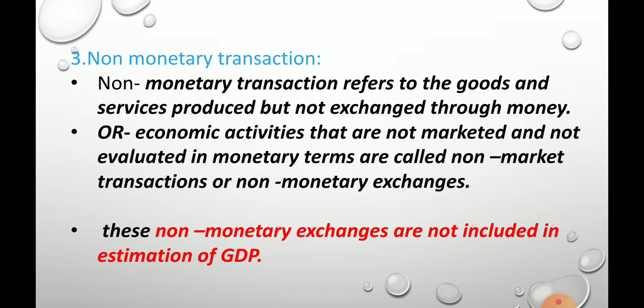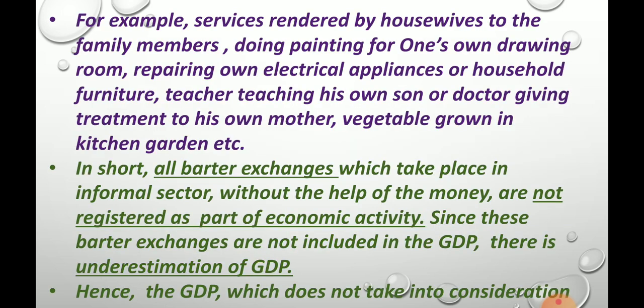Now the next point is non-monetary transaction. First of all, its meaning. It refers to the goods and services produced but not exchanged through money. Second meaning: economic activities that are not marketed and not evaluated in monetary terms are called non-market transactions or non-monetary exchange. Non-monetary transactions actually underestimate GDP, and because of that again GDP is not going to be a true indicator. How it is happening, we are going to learn properly in this slide.